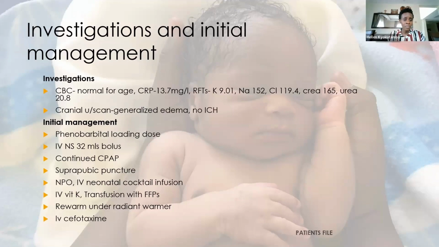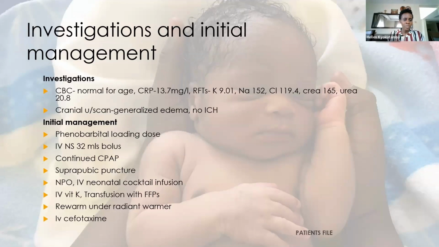Because the baby came in convulsing, the first thing we did was to give a loading dose of phenobarbital, because we didn't have a clear history. We knew that the baby had received 1 dose of the phenobarbital before referral, but we are not sure if they had received others even before they arrived at our hospital on the 4th day. We also gave this baby a normal saline bolus, because this baby had signs of shock, had poor perfusion.